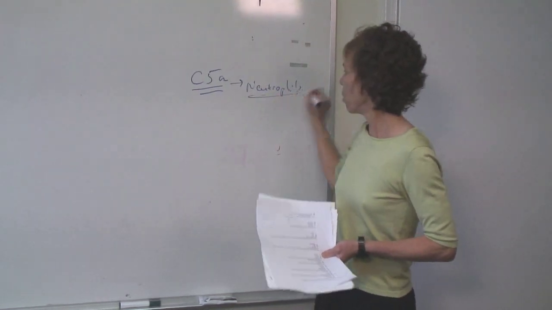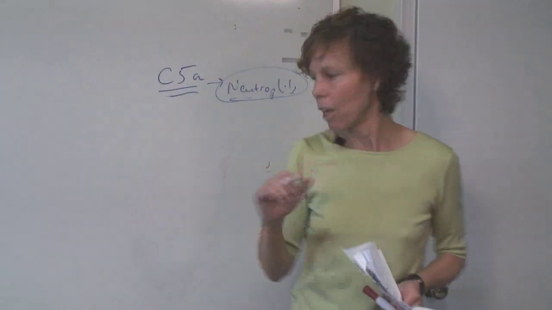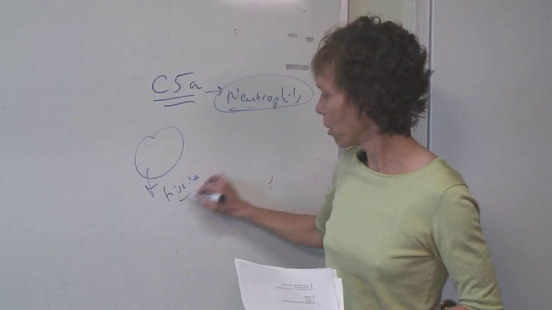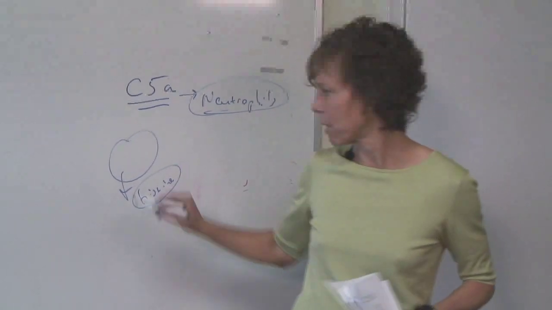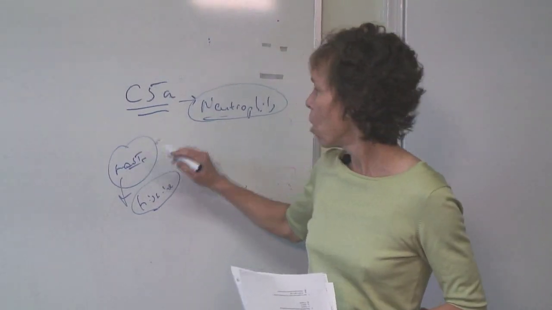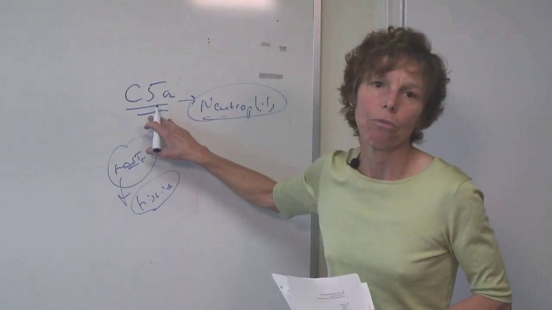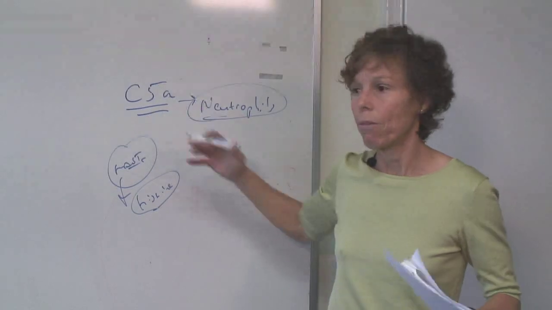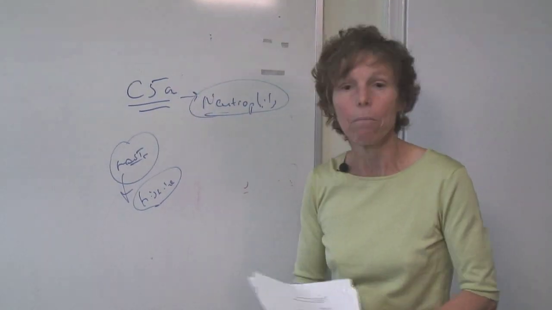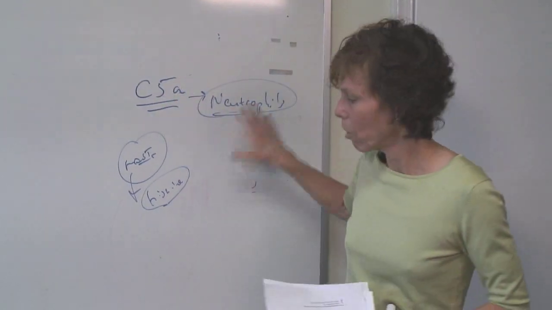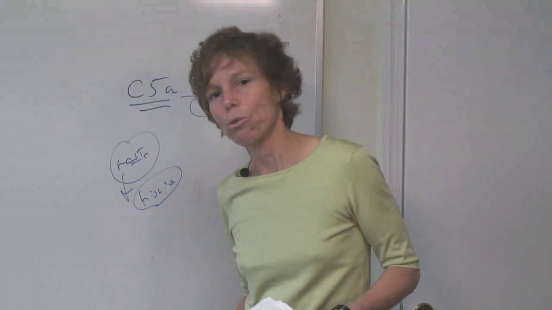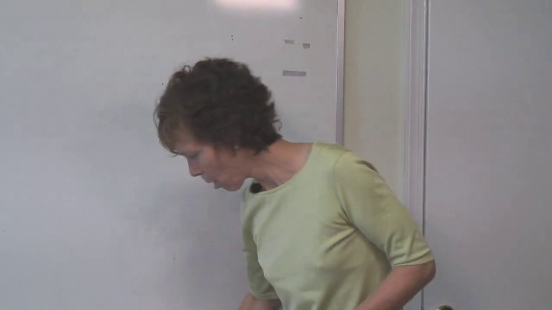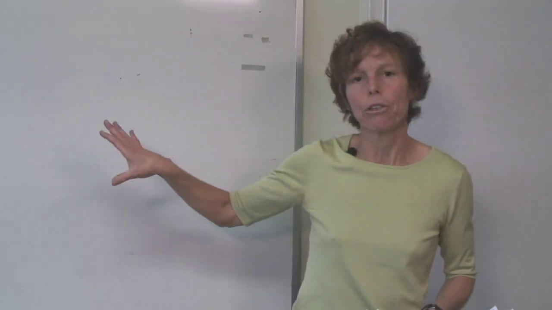So that's what C5a does, is it not only causes the degranulation and histamine release from a mast cell or a basophil, but it will also attract neutrophils. And remember, neutrophils are the first guys on the scene of the crime, whatever it is, tissue damage. They clean up the mess. And so it's very instrumental in inflammation, which we'll go into as we continue. So that was the alternative pathway.